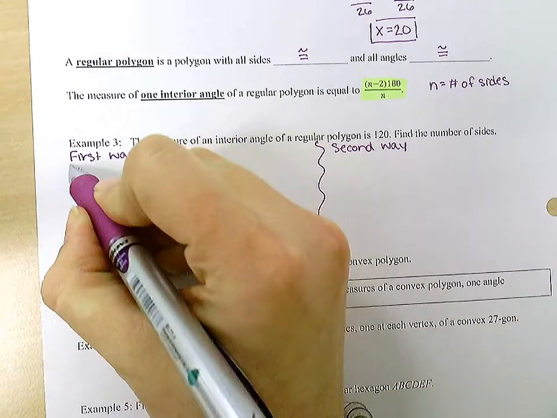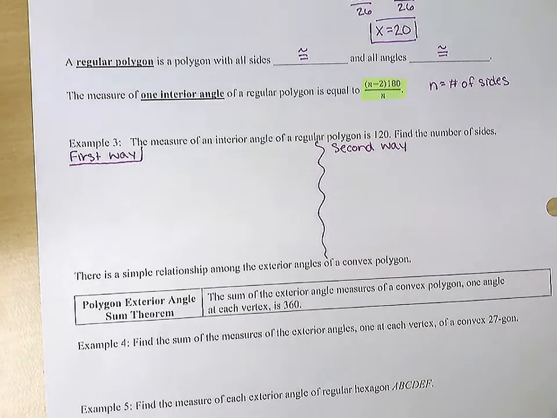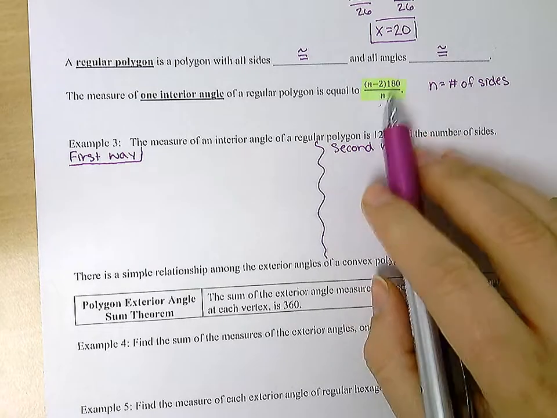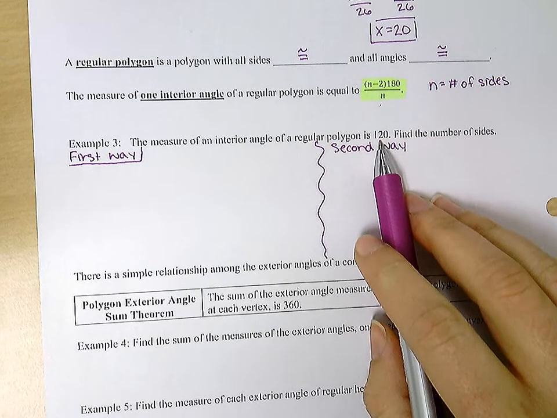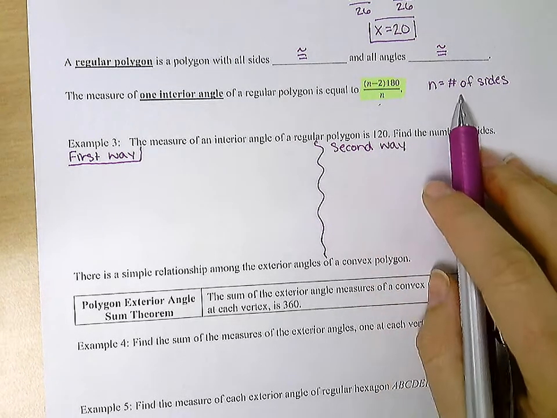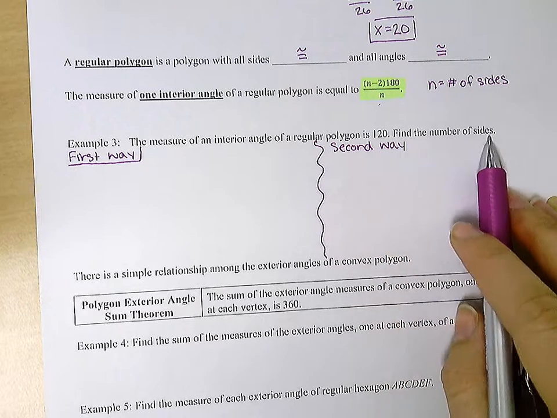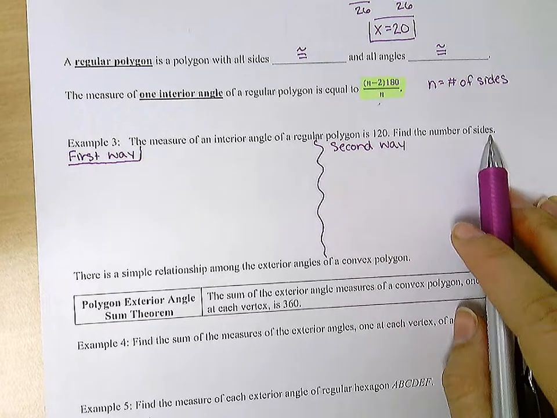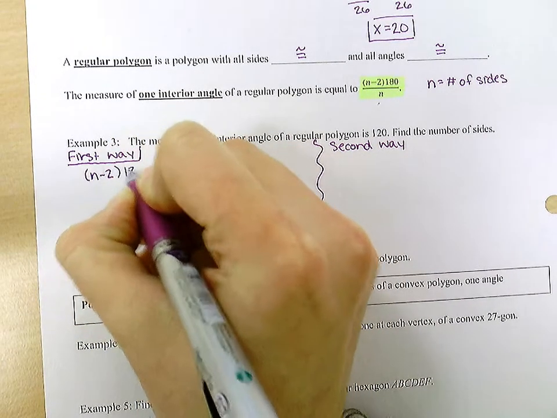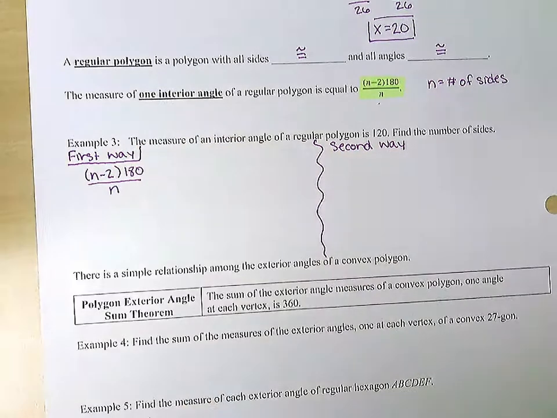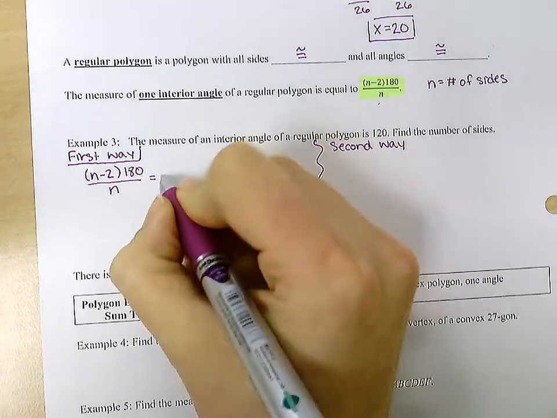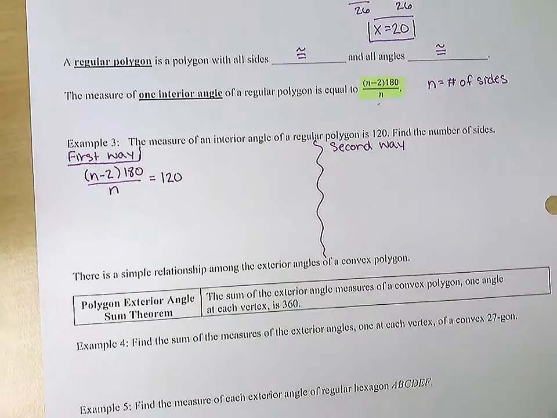That means for our first way here, what we can do is take our formula that I highlighted and set it equal to 120. Okay, 120 is not n. 120 is not your number of sides. You are trying to find your number of sides. So you have to solve for n. So I would take my formula, n minus 2 times 180, divided by n. That formula gives you your interior angle. So I would set it equal to that interior angle.